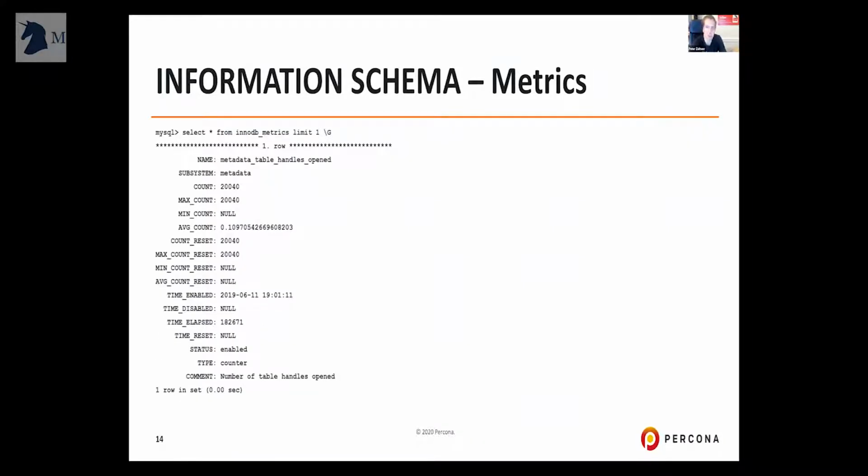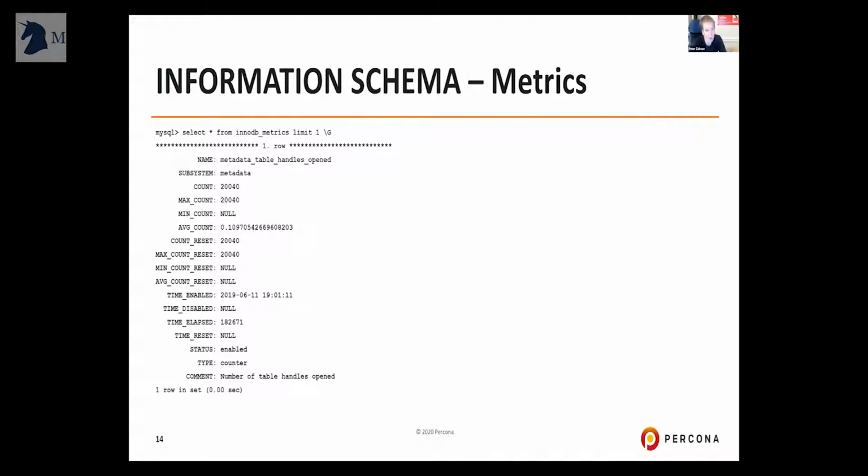We also have a table called INNODB_METRICS in Information Schema, which has similar functionality and similar behavior compared to SHOW STATUS, but it's kind of more powerful, right? You can see, in addition to maintaining the counter, it contains the average value, it contains minimum and maximum value, and so on and so forth, right? And also you can use this table to enable and disable certain counters, right? So it's kind of more complicated, more advanced.